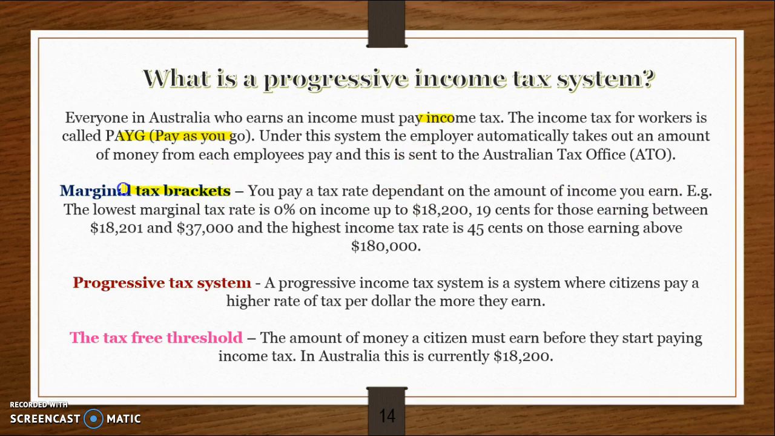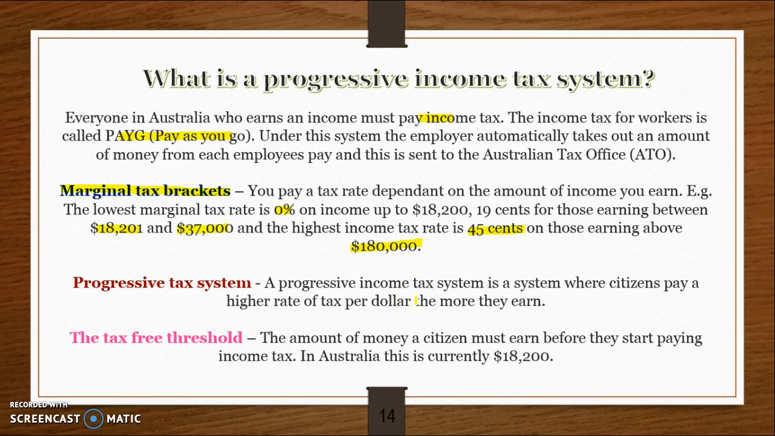So we have different marginal tax brackets. In Australia, between 0 and 18,200, the marginal tax bracket is 0%. Then it's 19 cents for those earning between 18,201 and 37,000, and the highest income tax bracket in Australia at the moment is 45 cents on those earning above 180,000. So the marginal tax brackets determine how much tax you're going to pay based on your income.